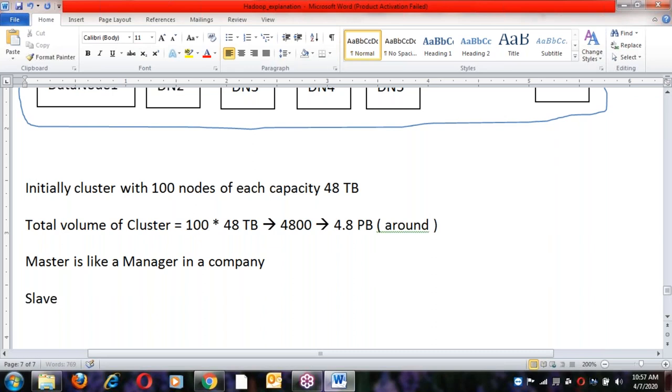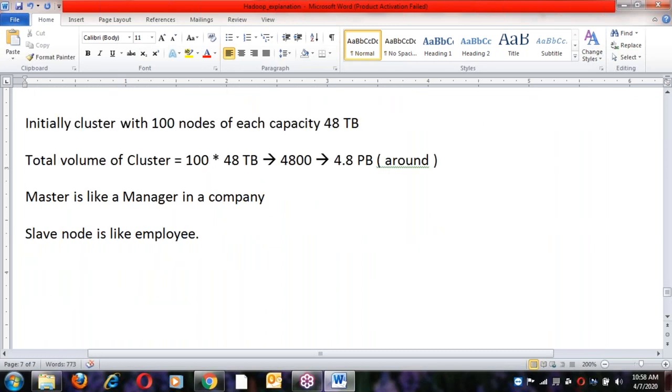A slave node is like an employee. Here the manager gives instructions to the employee, so the employee has to work as per the instructions from the manager.